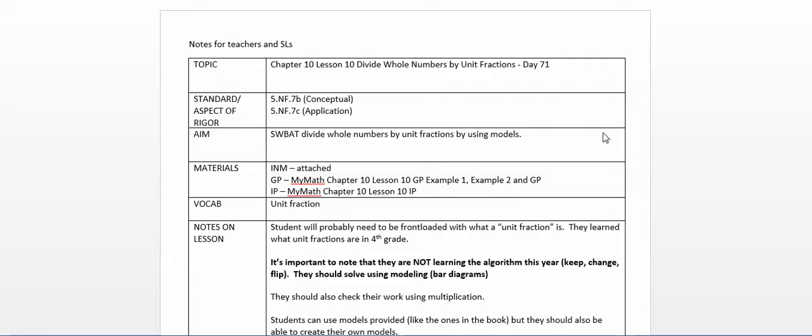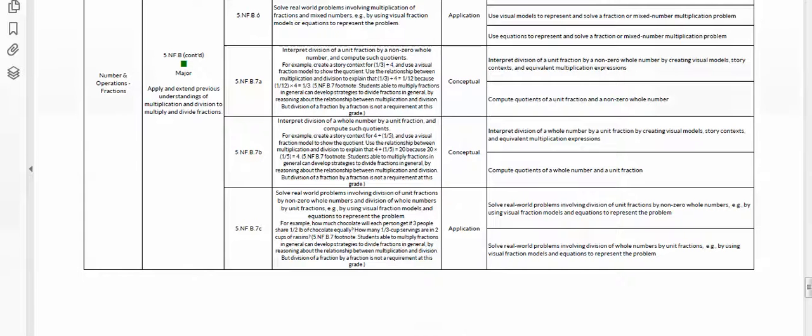All right, today we're going to look at Chapter 10, Lesson 10, Dividing Whole Numbers by Unit Fractions. This is day 71. The aim is students will be able to divide whole numbers by unit fractions using models. This is aligned to these two standards, 5.NF.B.7b and 5.NF.B.7c. I'm going to pull up the standards guide so we can read those really quickly.